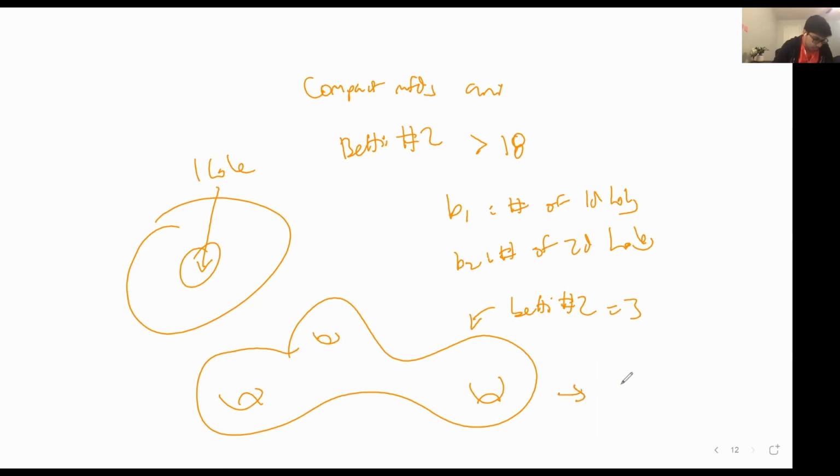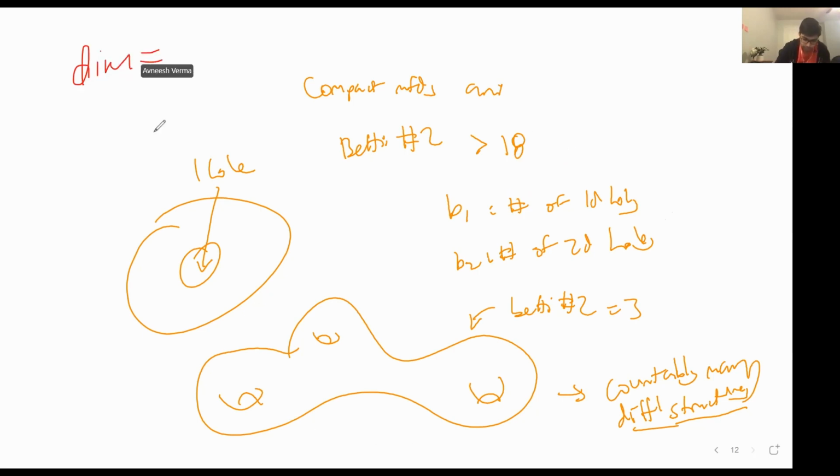There is a countably many. Wait, so if it's greater than 19 holes, there is a countably many smooth differentiable structures. This seems pretty random too, 19 holes. Yeah, why 19? But also this countably is still infinite, right? Yeah, it's still infinite. And if D is equal to 4, this is still a dim equal to 4 manifold.